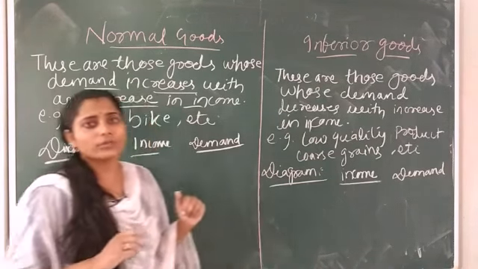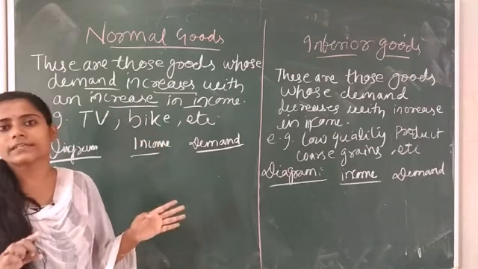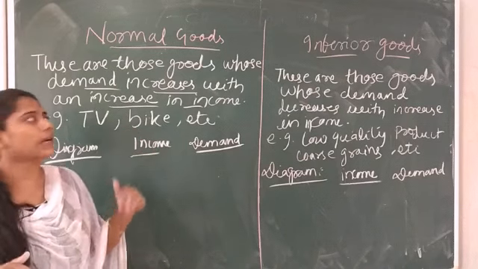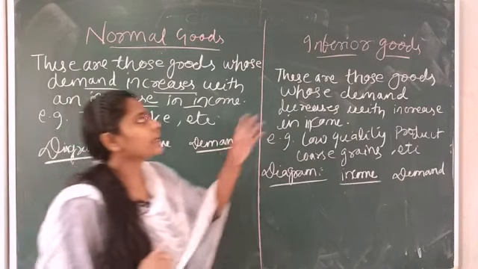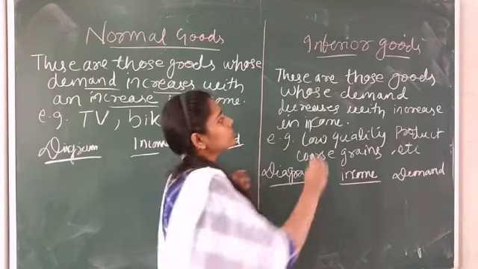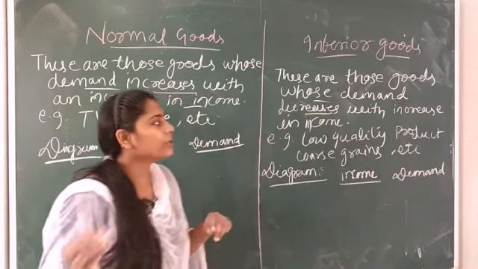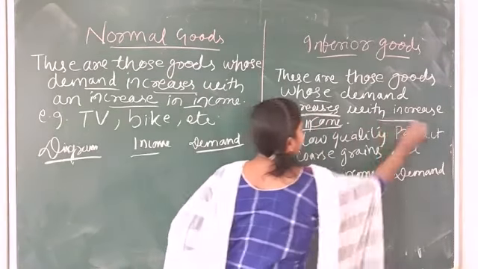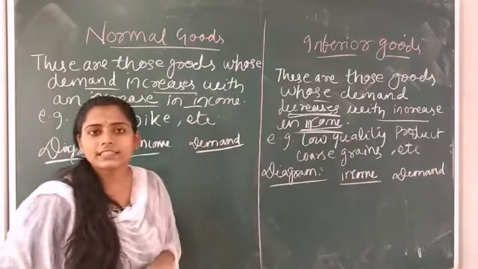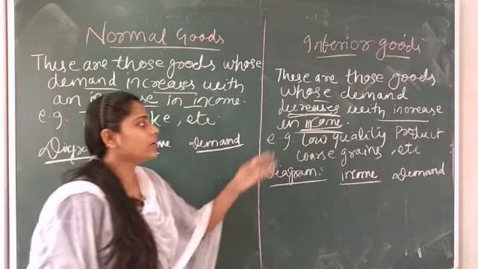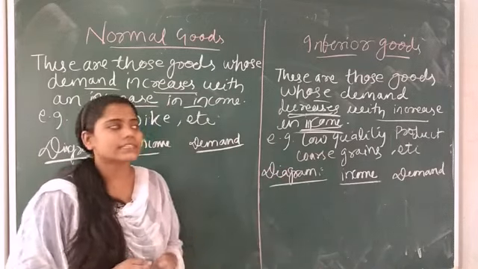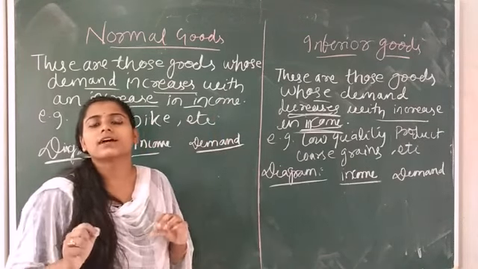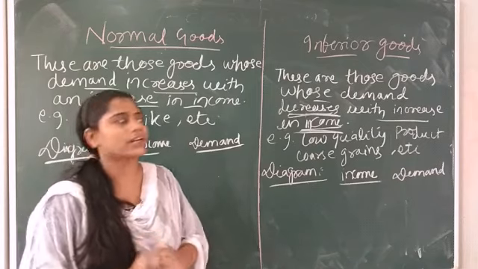So these are your normal goods. Necessity goods are a different thing, but normal goods are those used in daily life on a regular basis, like your TV, bike, etc. Inferior goods are those goods whose demand decreases with an increase in income. So demand decreases due to the increase in income, and the examples are low quality products like coarse grain such as bajra, jowar, etc. So basically inferior goods indicate low quality products.